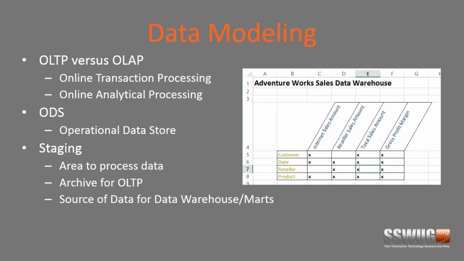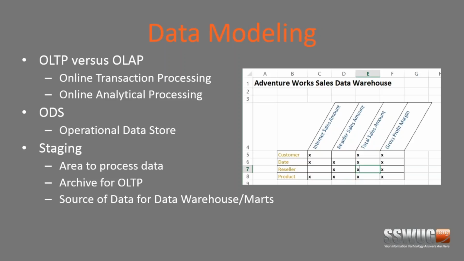Here you see a picture of the bus matrix used for the AdventureWorks, where the customer, date, reseller, and product are the dimensions on the rows, and then our columns are the measures, and there's check marks if that particular measure is related to that dimension. There might also be something called an operational data store, kind of a temporary place for data, archival data, before you create the analytical processing or dimensional modeling.